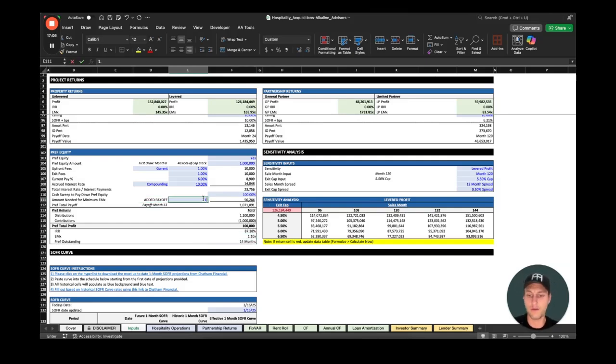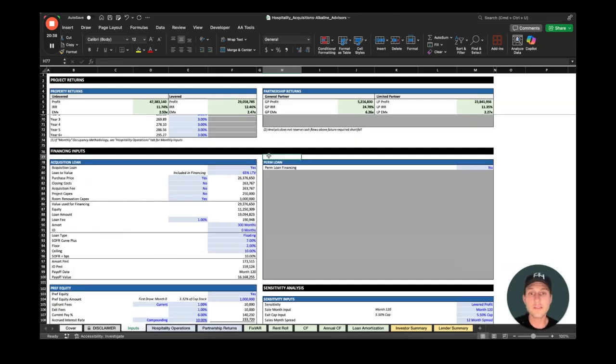And let's say it's a 1.5. You'll see now the payoff amount is in month 15, because we don't have enough capital until month 15 to pay off the additional piece to hit that minimum equity multiple. The next feature we'll talk about right now is the perm loan functionality.